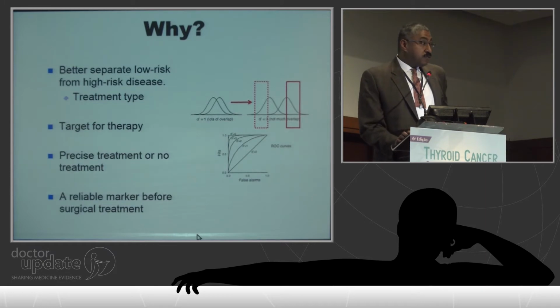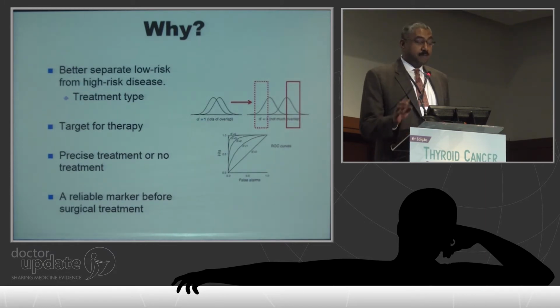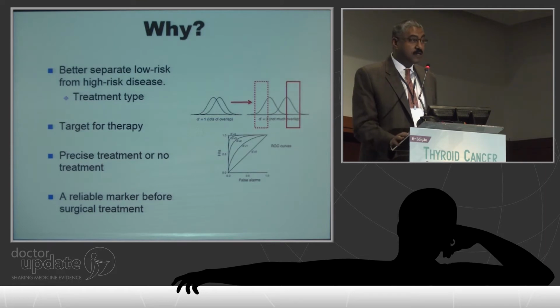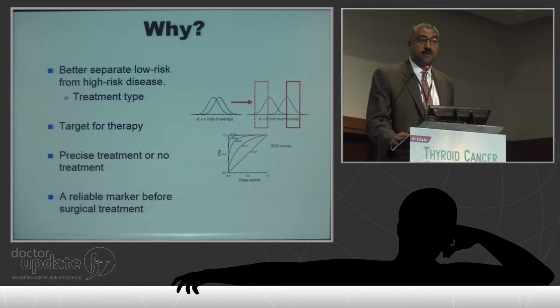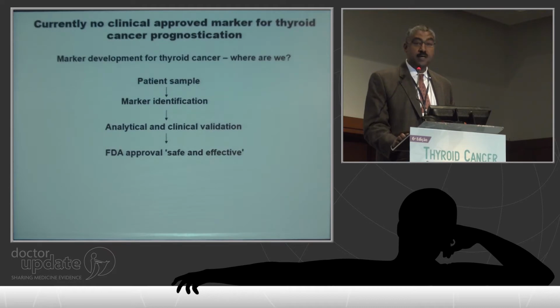The other reason to understand the molecular biology of aggressive papillary thyroid cancer is you could develop targets for therapy, and for BRAF now we have targeted therapy that's being used in melanoma with reasonable response rates. It also allows us to provide precise treatment of patients, and as a surgeon I'm always interested in markers that help me decide which patients I should embark upon aggressive treatment.